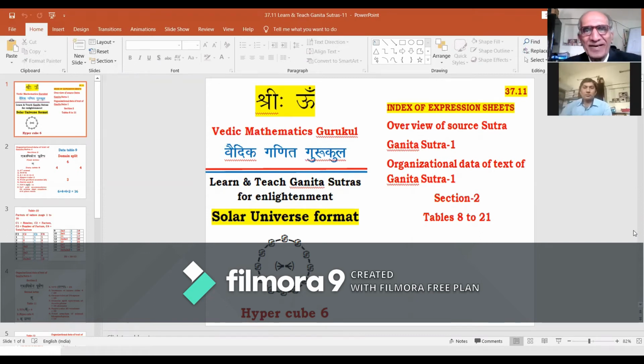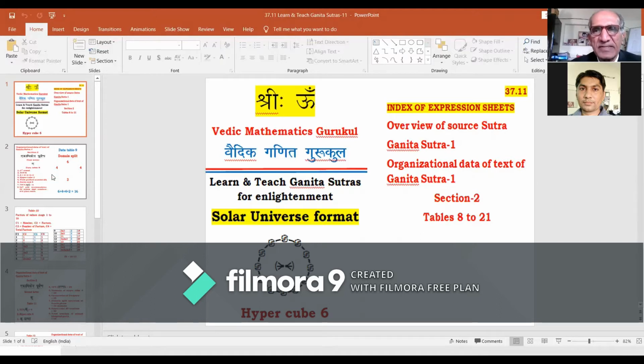Welcome. We are initiating ourselves to visit and to have an overview of Source Sutra, Ganita Sutra 1. In the previous session, we visited tables 1 to 7 of the organizational data of the text of Ganita Sutra 1. Today, in continuity, we are proceeding further with tables 8 to 21.